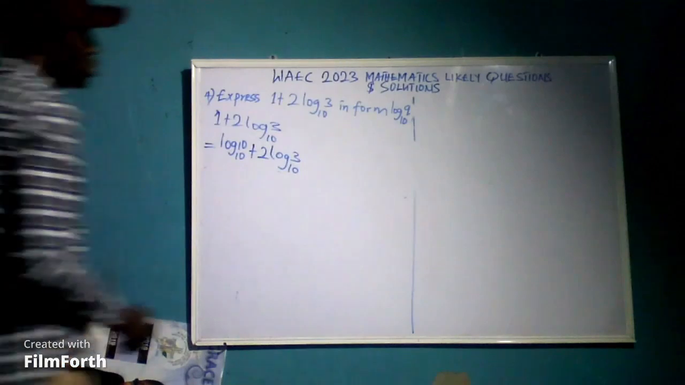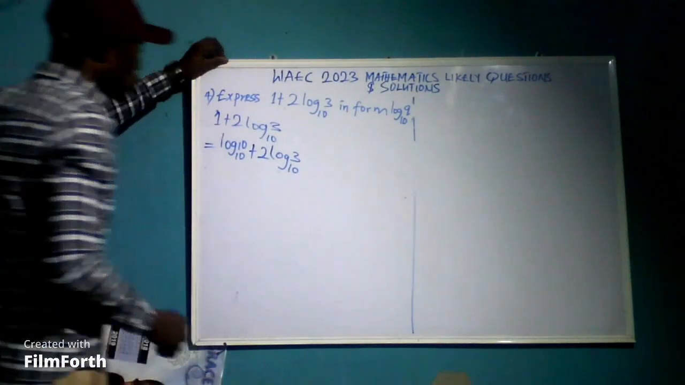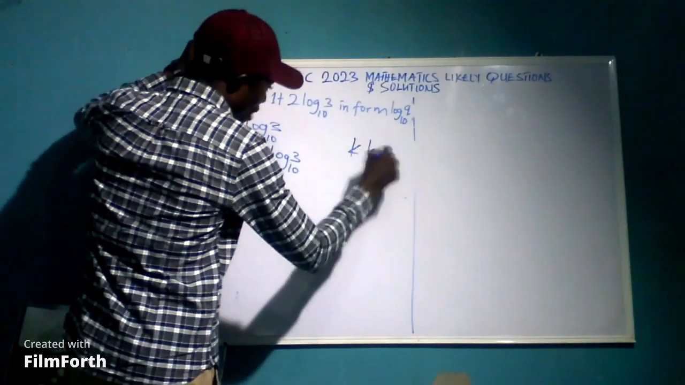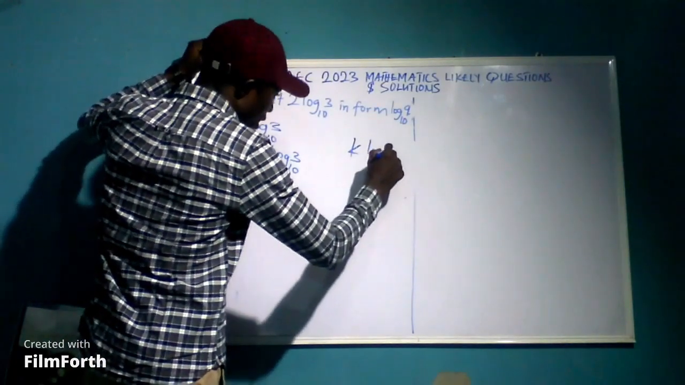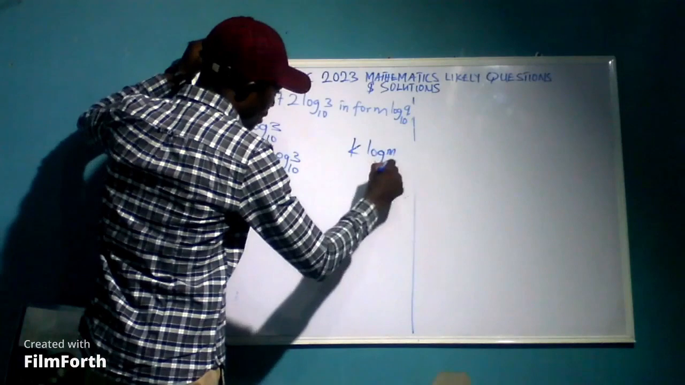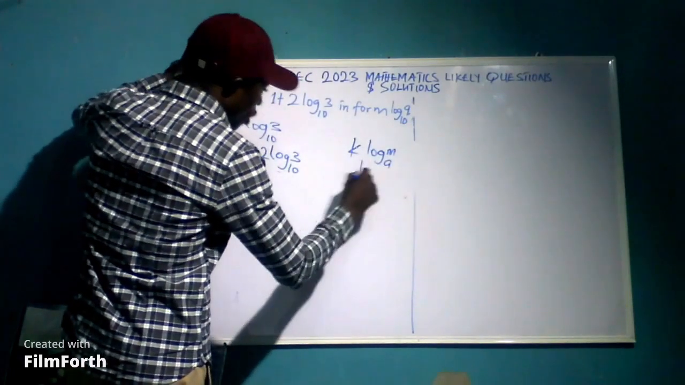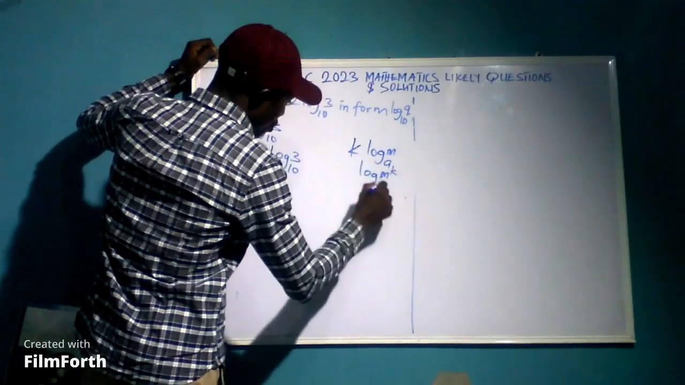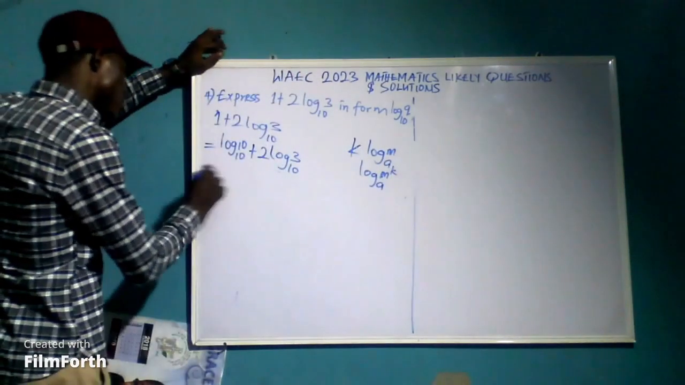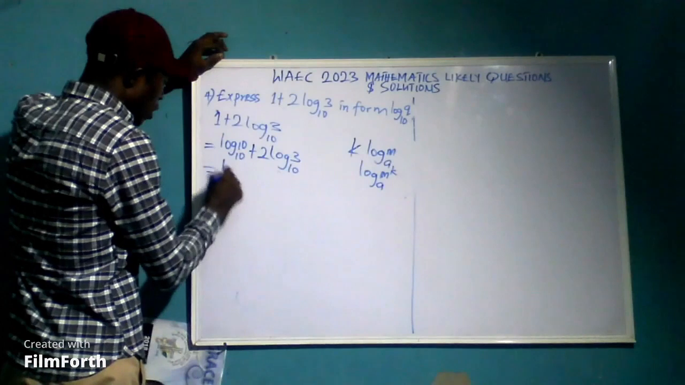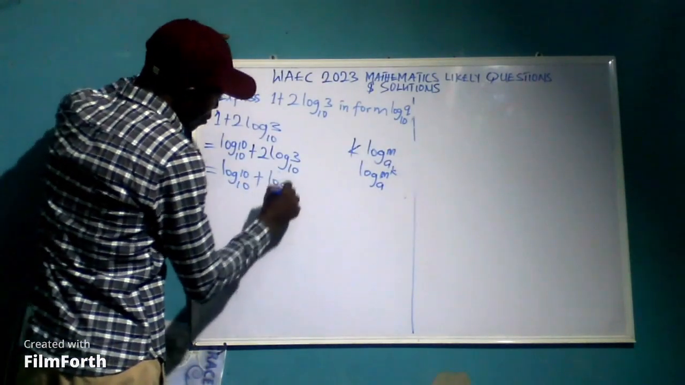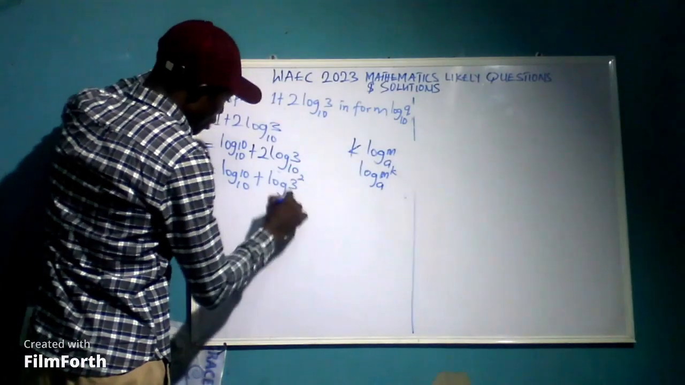Now the next thing we do is to apply a particular law of logarithm that has to do with having a constant k multiplying logarithm of a number into a particular base. Let's say logarithm of a number m into base a. These are the same thing as log of m raised to power k into base a. And if you apply this same law, this will give us log 10 into base 10 plus log 3 raised to power 2 into base 10.